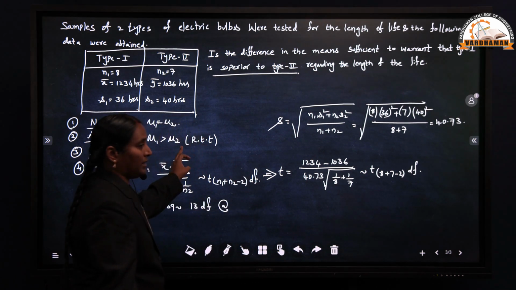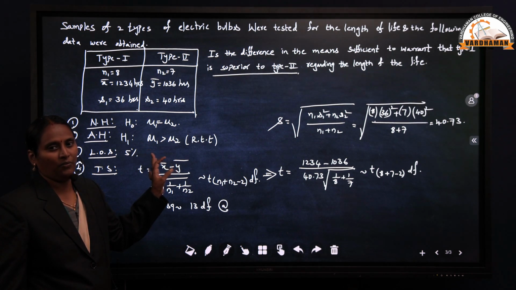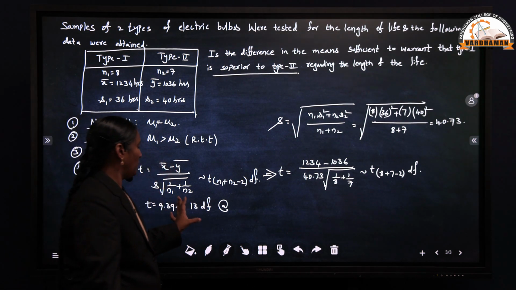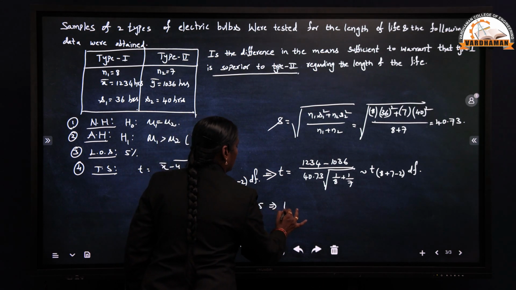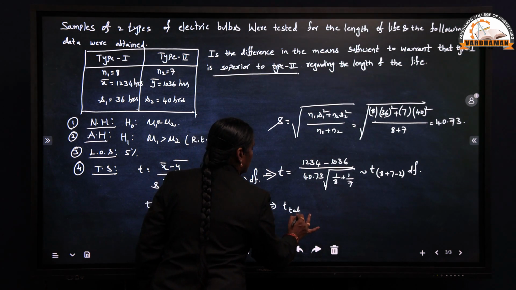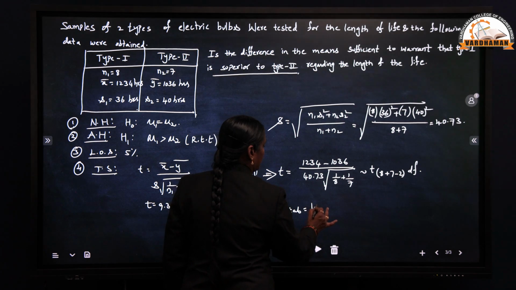But here the alternative type of test will be a right tail test. If it is a right tail test, we follow the level of significance at 0.05. At the 0.05 level of significance, we find the table value of t, the tabulated value of t. The tabulated value of t is 1.771.